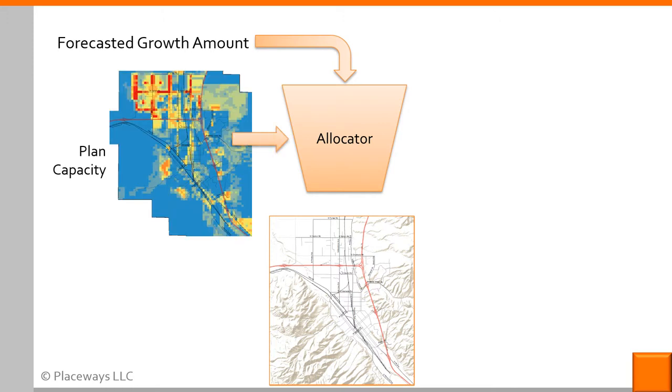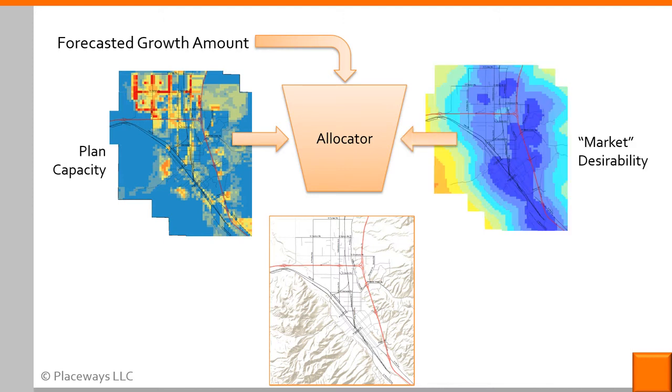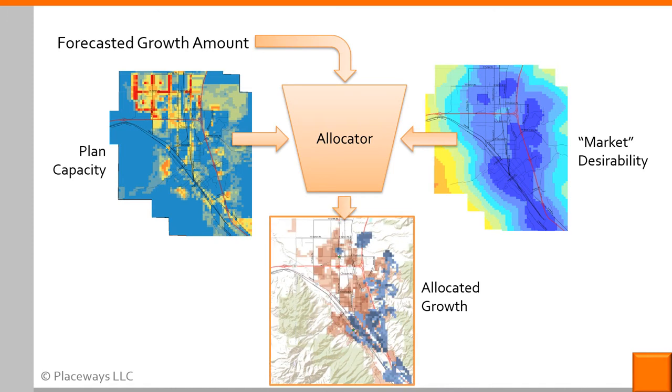You also feed in two maps. One is the plan capacity for your area, that is the development amounts allowed by your planning policies. The other is a desirability surface, which represents where development, quote, wants to go based on market forces. The allocation algorithm combines those to produce a new map showing where development will likely occur over time.